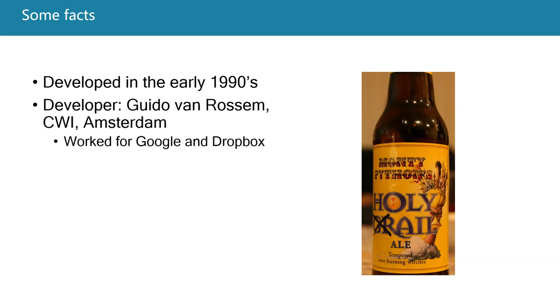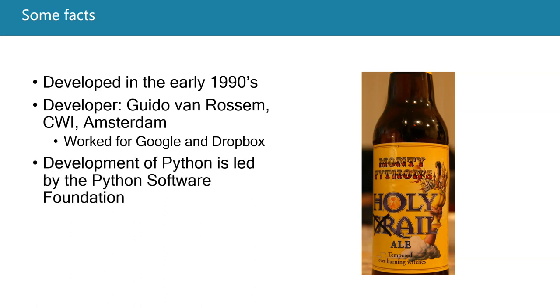First, some facts about Python. It was developed in the early 90s of the last century, and the developer was a Dutch guy called Guido van Rossum, who worked at the Mathematics Center in Amsterdam and later worked for Google and Dropbox. Now he's retired. The development of Python is led by the Python Software Foundation, and the software is actually named after Monty Python, because Guido van Rossum was a fan of Monty Python's Flying Circus. And if you don't know about Monty Python, then check on YouTube some videos and you'll have a lot of fun.